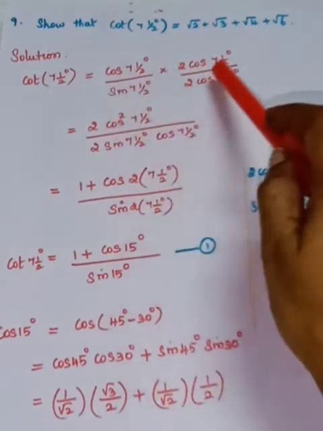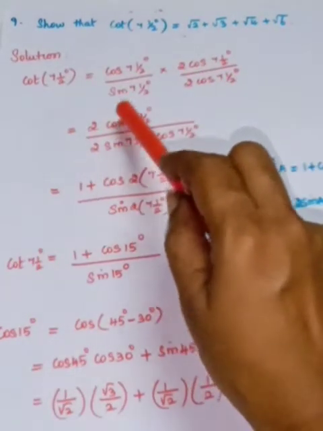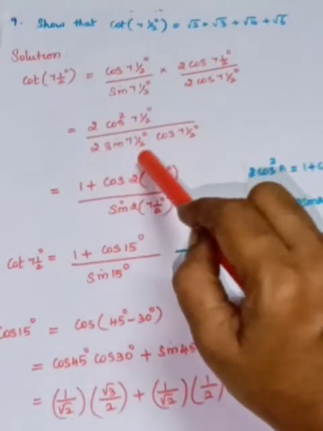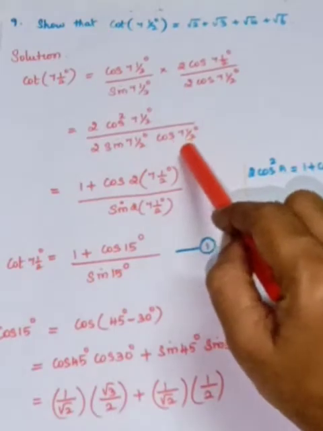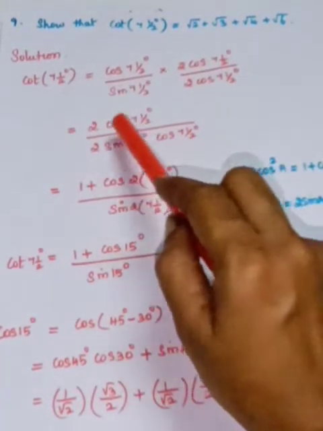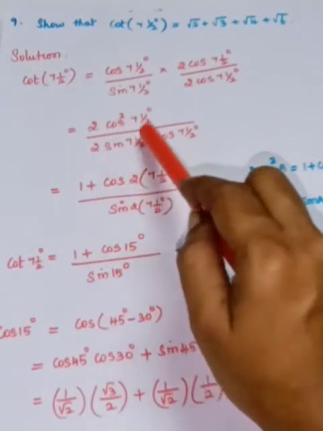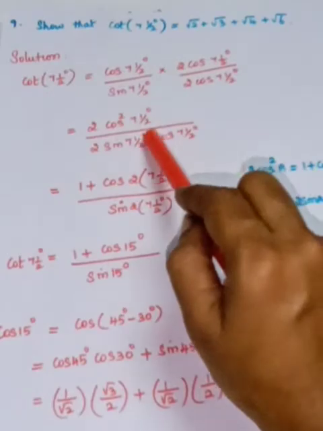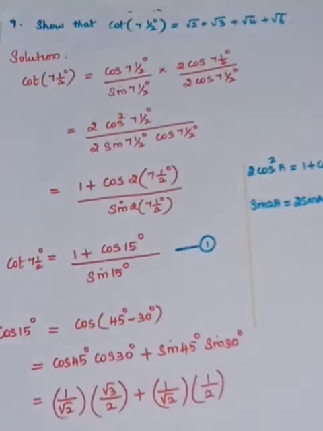But what will be the numerator? It is 2 cos squared 7.5 degree. And the denominator is 2 into sin 7.5 degree into cos 7.5 degree. So you see that it is in the form of 2 cos squared a. In the place of a, you are having 7.5 degree. So I am going to use the trigonometry identity in multiple angle.